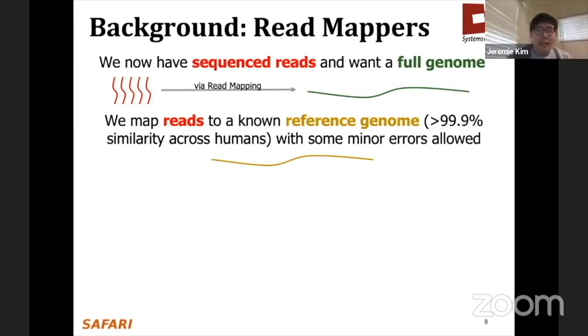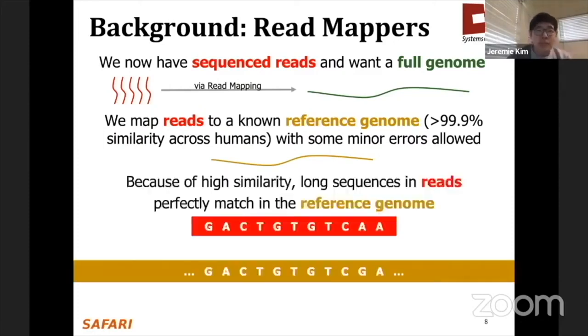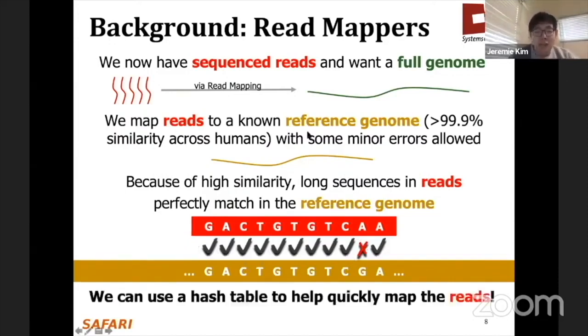And the differences between my genome and the reference genome or someone else's genome is what makes each of us unique. Because the reference genome exhibits high similarity, long sequences in reads match to the reference genome perfectly. So here we have 9 sequential nucleotides in this read, this red strand read here of size 11, that match perfectly to the reference genome. So we can use hash tables to quickly help map the reads. And I'll talk about how we do that next.